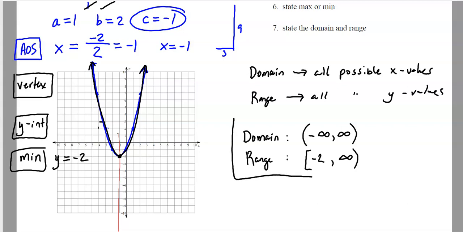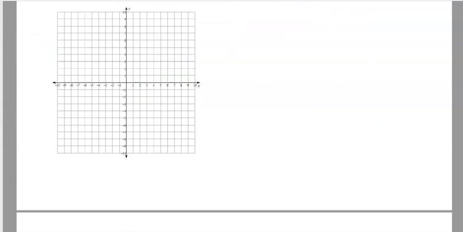So this is kind of a concept we got to pull back from what we did earlier this year. And we're using interval notation. Some people use set notation, but we're going to stick with this one. All right, let's try another example.